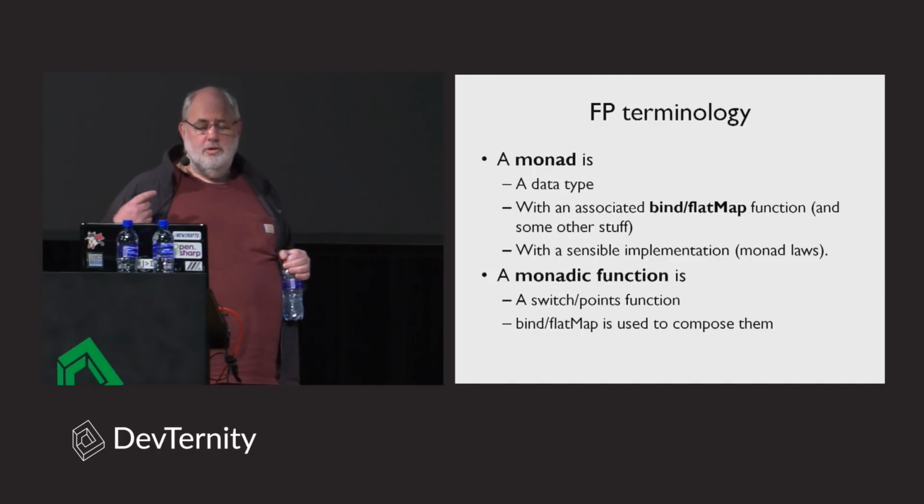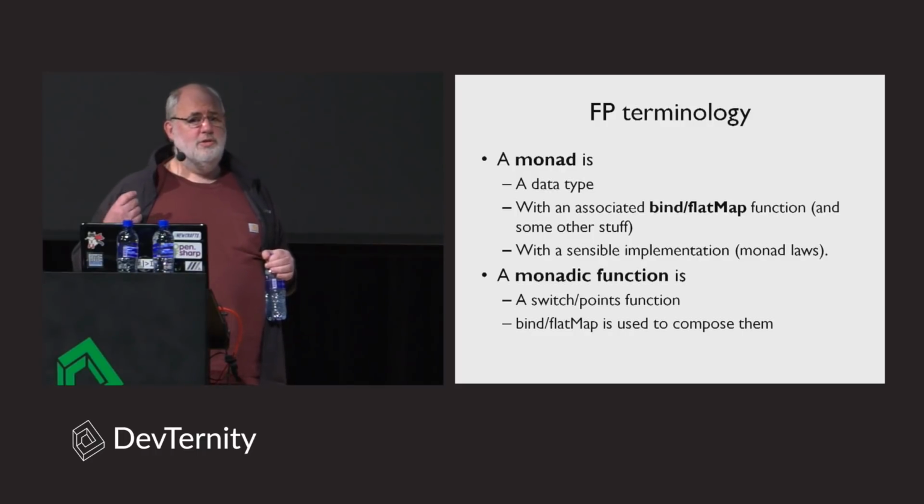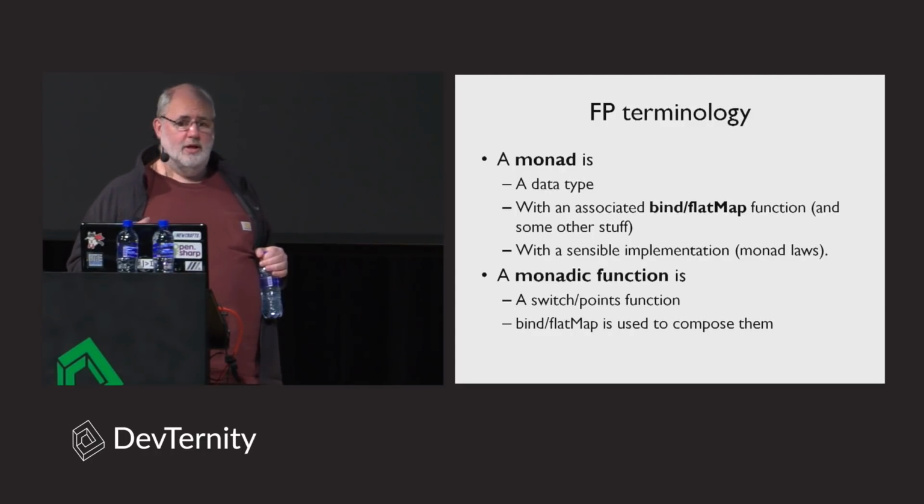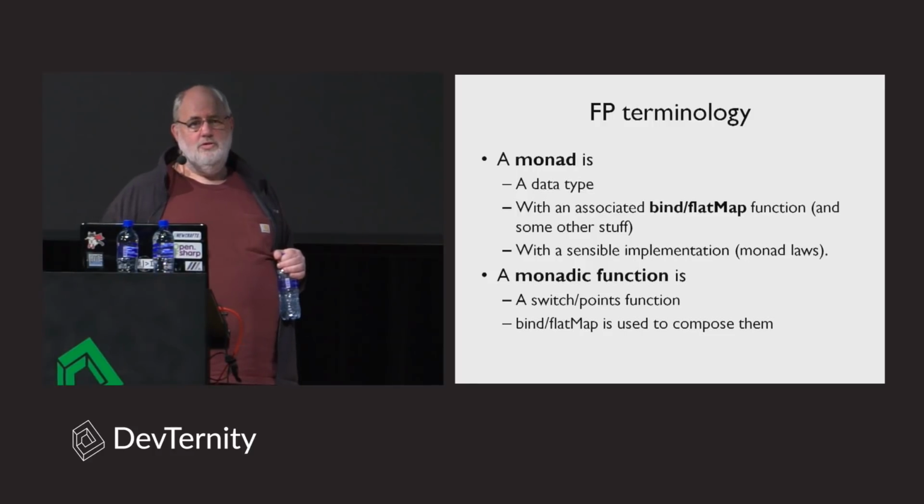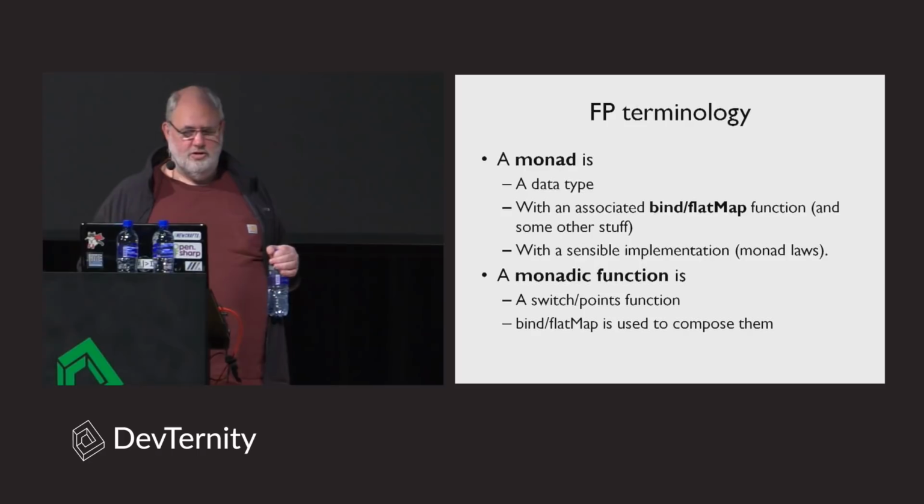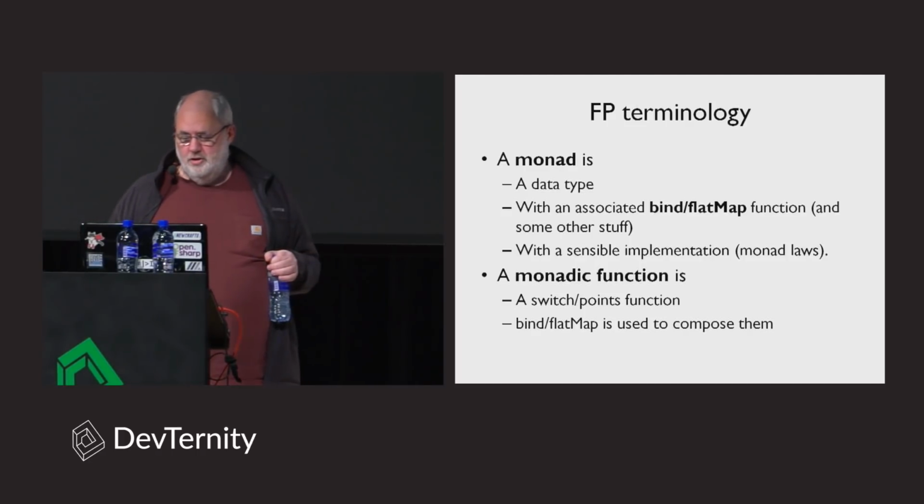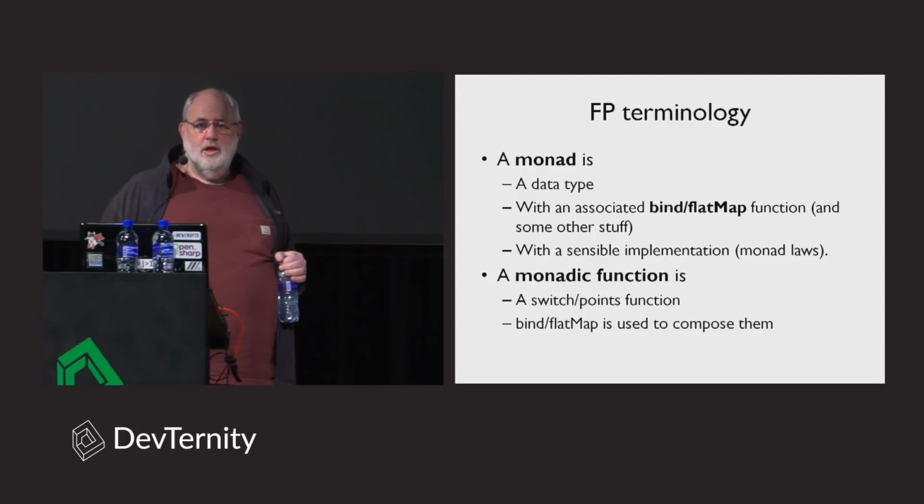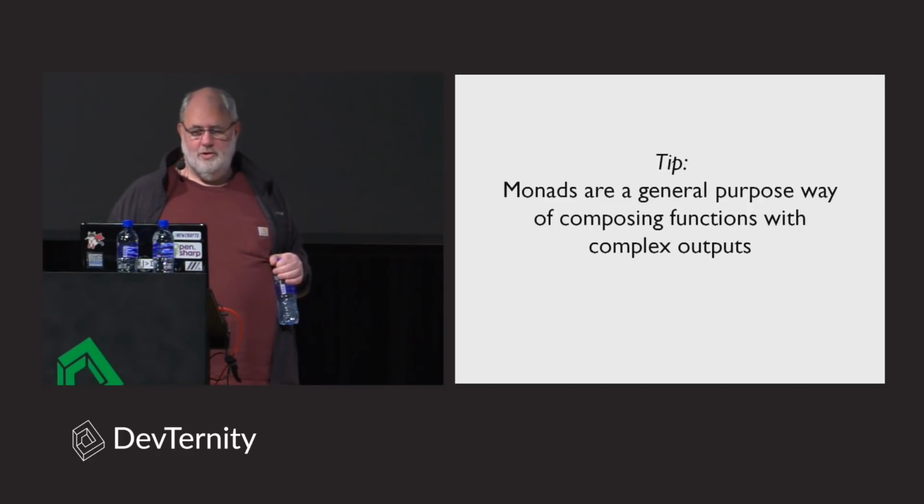A monad is a data type and a function and some sensible implementation. We call that the monad laws. The monad laws is just another way of saying we've got some sensible things. It doesn't do something too stupid. And another jargon word is a monadic function. So a monadic function is like a switch or points function using bind. So now you all know what a monad is. It's not too scary. It does sound strange, but there you go.